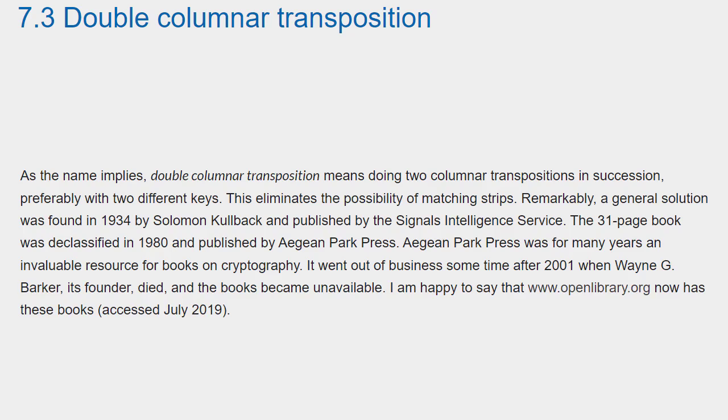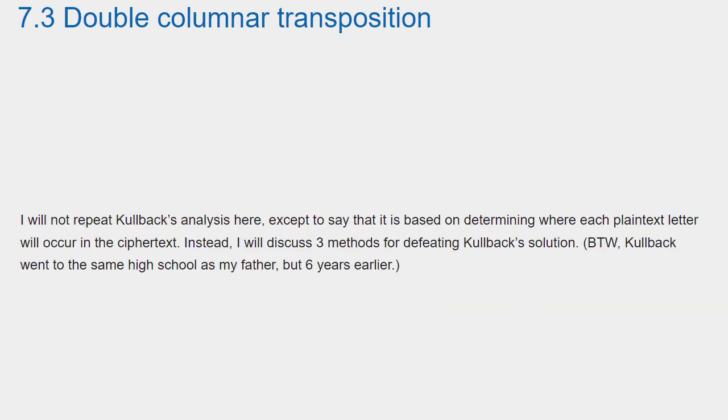The 31-page book was declassified in 1980 and published by Aegean Park Press. Aegean Park Press was for many years an invaluable resource for books on cryptography. It went out of business sometime after 2001, when Wayne G. Barker, its founder, died, and the books became unavailable. I'm happy to say that www.openlibrary.org now has these books, accessed July 2019.